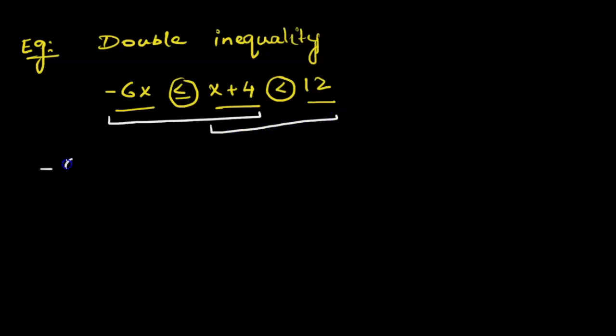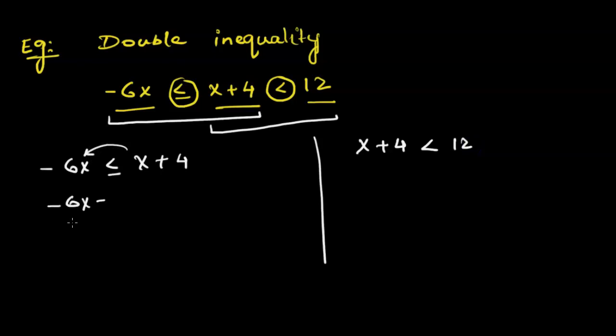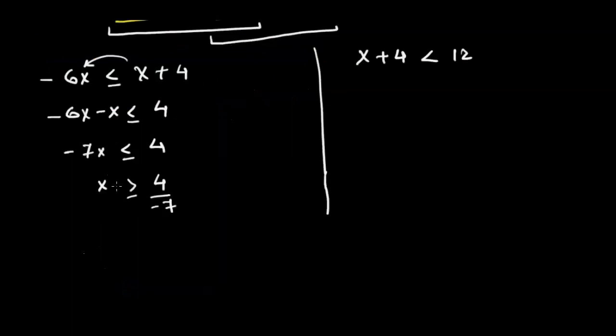So the first inequality is negative 6x less than or equal to x plus 4, and the second inequality is x plus 4 is less than 12. Here we move x to this side, so we are left with negative 6x minus x less than or equal to 4. This gives us negative 7x less than or equal to 4. A point to be noted here is we are dividing 4 by a negative 7, so this sign flips and one solution is x is greater than or equal to negative 4 over 7.